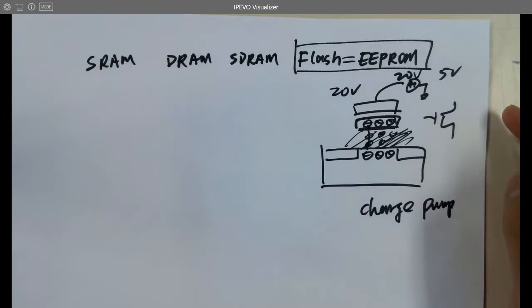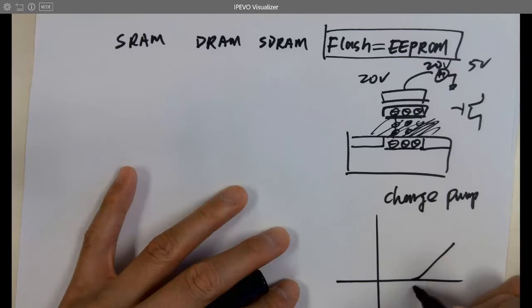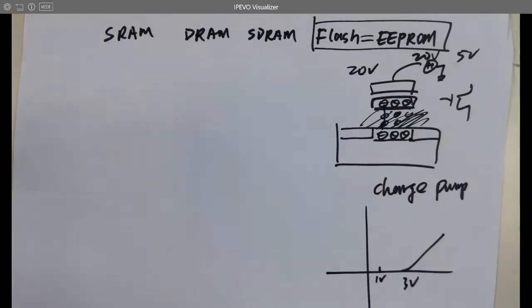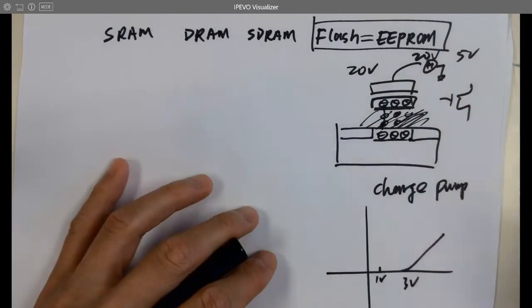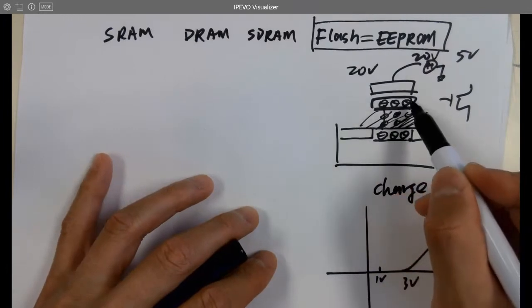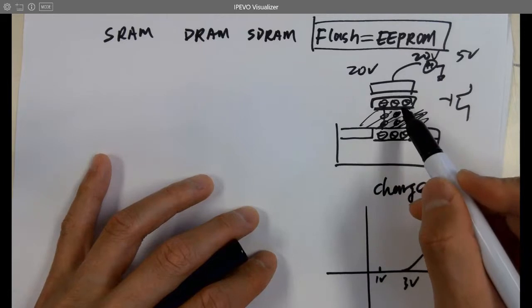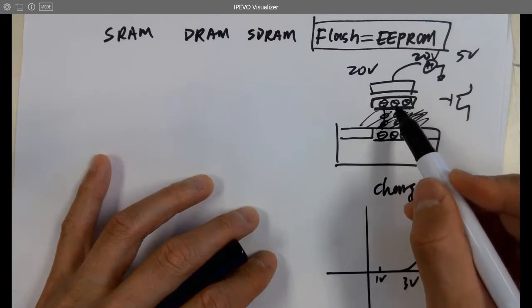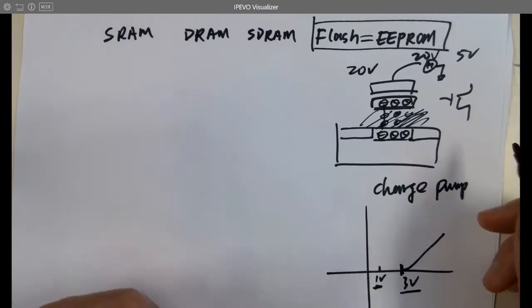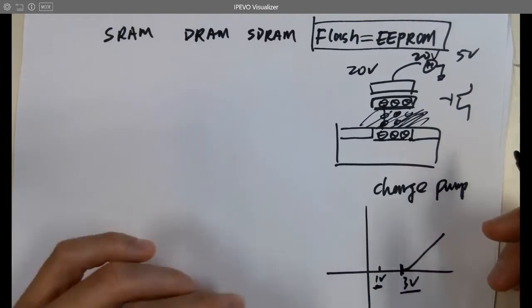SD cards, the same thing, right? The threshold will be shifted here to 3 volts if it was like 1 volt, for example. And if you program it, which means you apply 20 volts to the gate, the charge will be trapped in the middle gate, and then it requires more voltage to turn it on. Does that make sense? Okay, so the threshold voltage will be 3 volts instead of 1 volt. That's how it makes a difference.